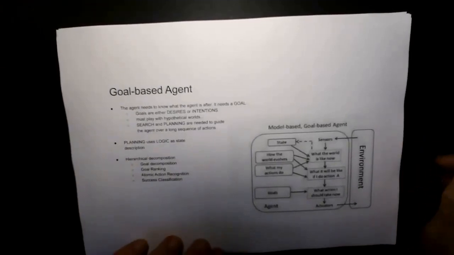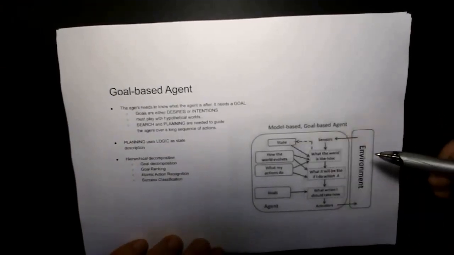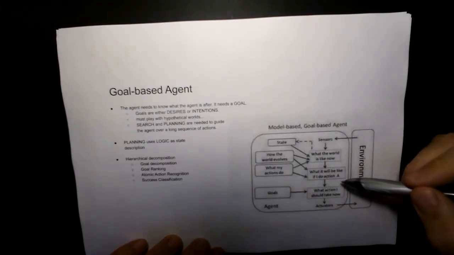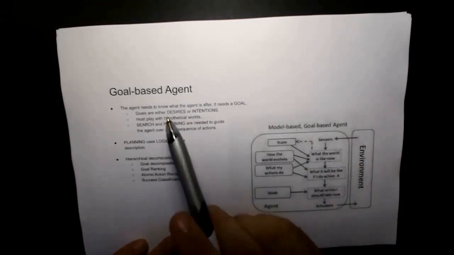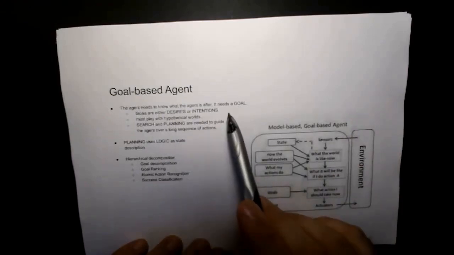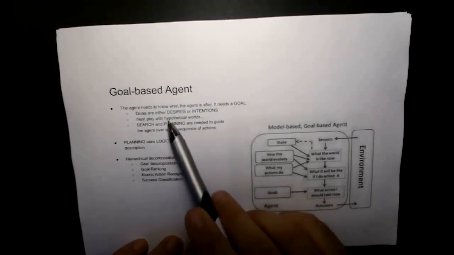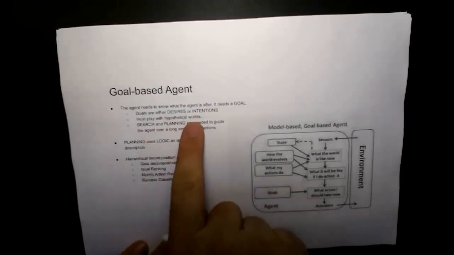This has to do with goal-based agents. These also have a state, but they also have a capacity to explore basically alternative worlds or alternative states within the actual agent architecture. So basically it works like this. The agent has a goal, and the goals are usually desires or intentions or something. And then it plays with hypotheticals.